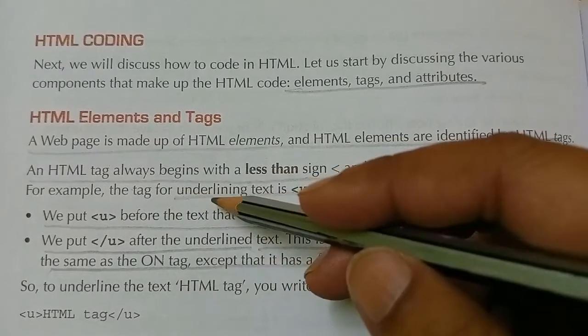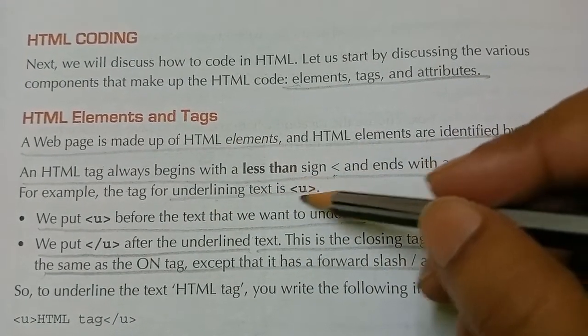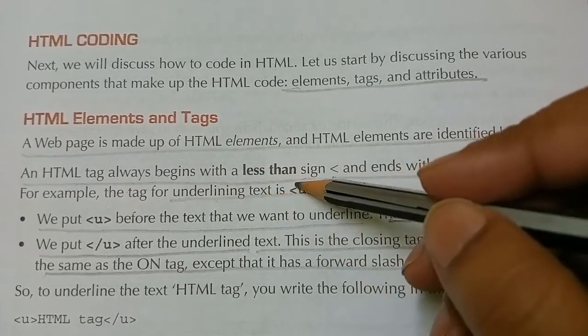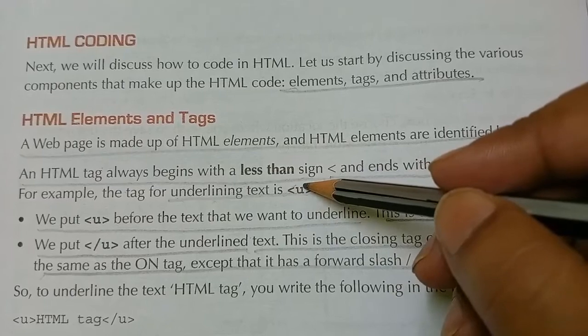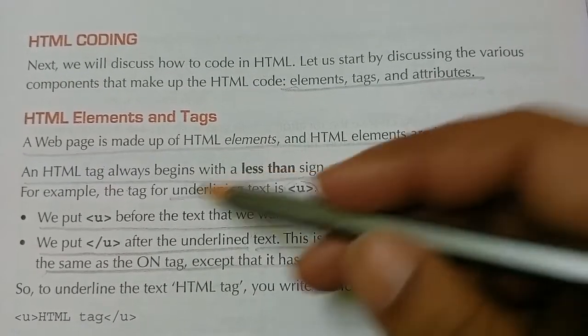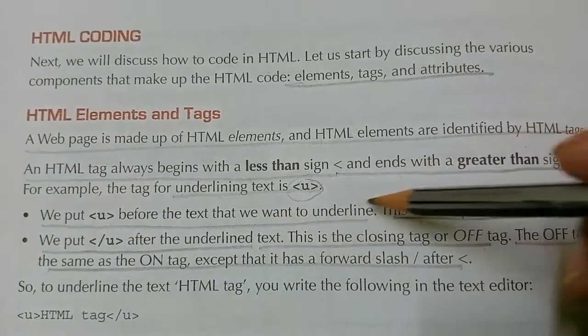So for example, the underlining text is this one. See, U. So this U is an underlining tag. This U starts with a less than sign and closes with a greater than sign. So this is one tag. Okay, U is one tag. So we put U before the text that we want to underline.